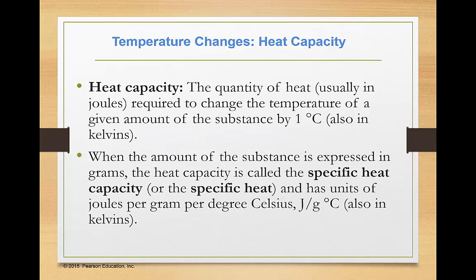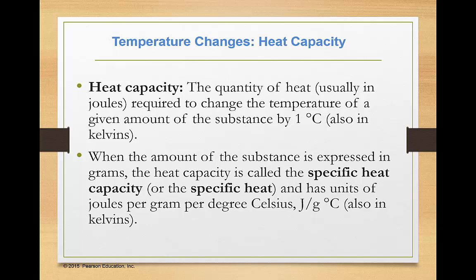All right, now talking about thermal heat and temperature, we want to talk about another aspect of temperature and temperature change, which is the heat capacity of a substance. And heat capacity is simply the amount of heat, usually measured in joules, that you need in order to change the temperature of a particular substance by 1 degree Celsius, to either increase or decrease it by 1 degree Celsius. It would also be by 1 Kelvin.